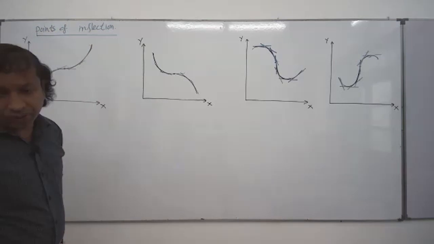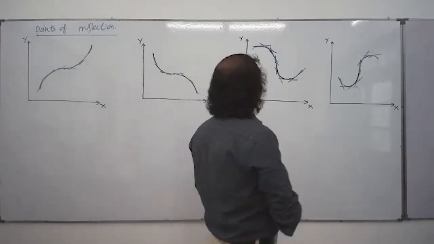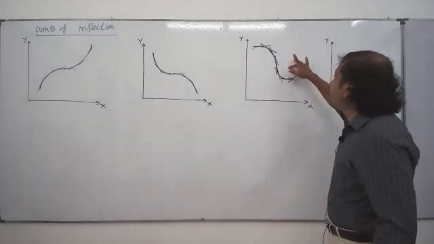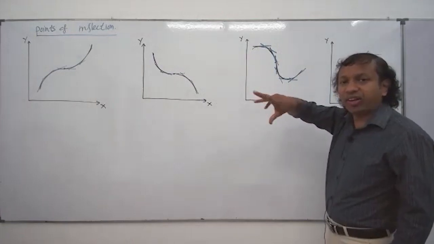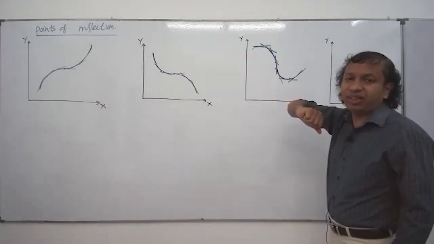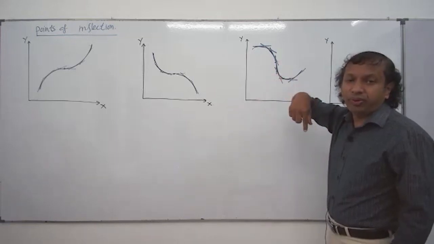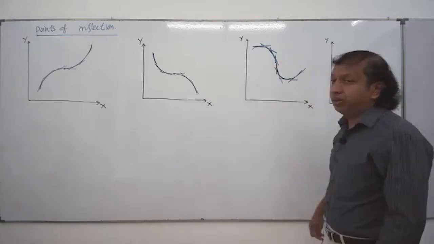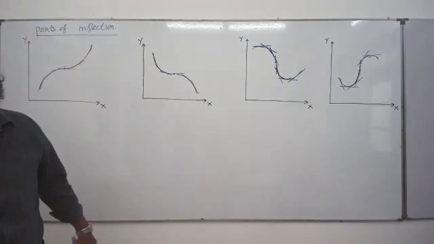Now asking a question: is the graph named point of inflection, or is a point on the graph named point of inflection? Yes, a point on the graph. This is a graph. On this graph, there's one point at which the concavity changes. That point only we define as the point of inflection. For the graph, we never say so. This point only we say is a point of inflection on the graph. Right. Okay.